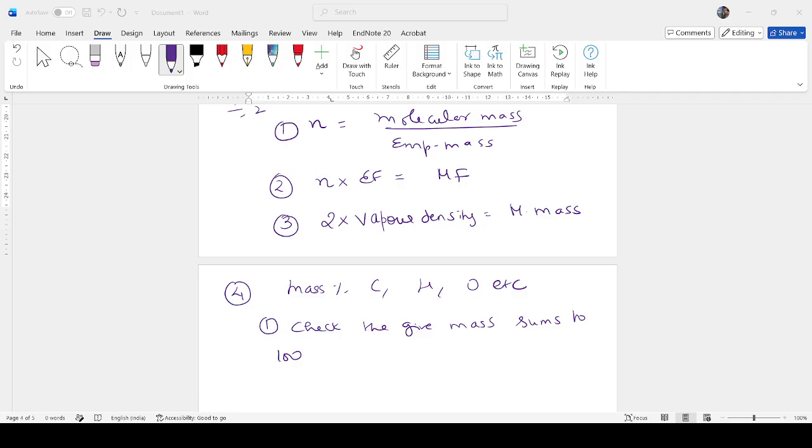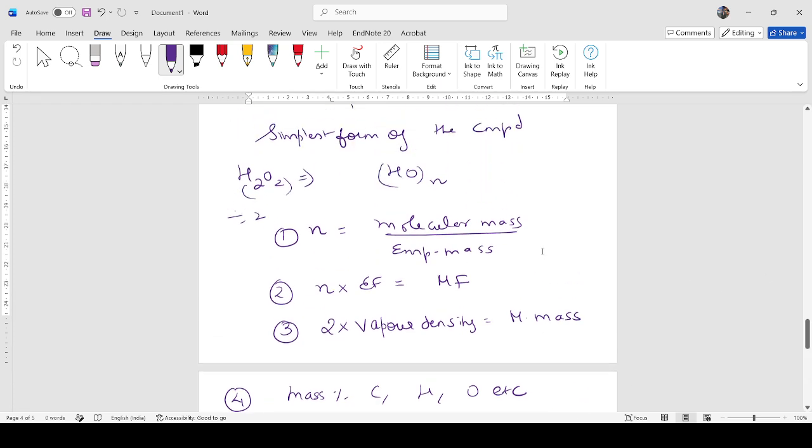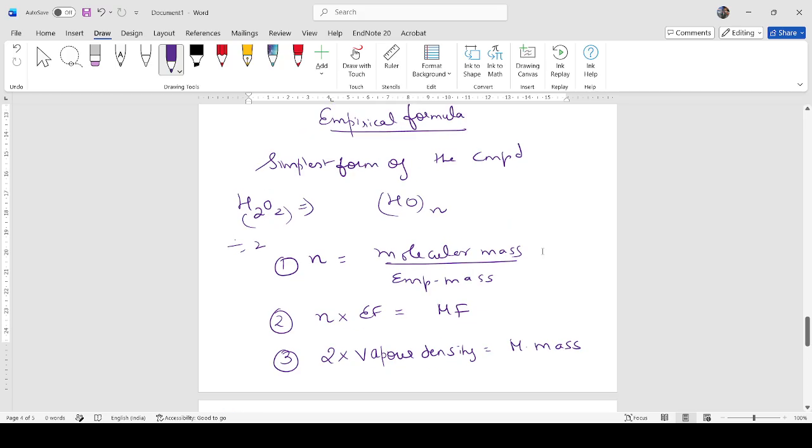So in that case, what should I do? Step number 1, check the given mass sums to 100. This is the first step that you have to do here. You have to just check whether the given mass sums up to 100. We are discussing the empirical formula here. Empirical formula is the simplest form of the compound that you express. I have hydrogen peroxide here. This is 2 times at both the places. So I say it's HO n times, but the n is going to be 2 here.